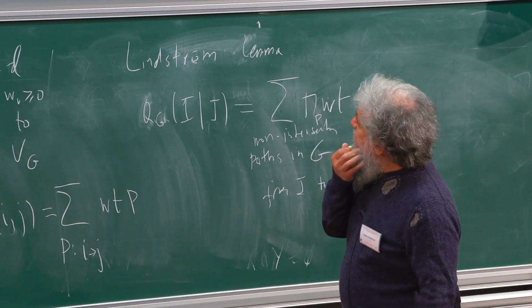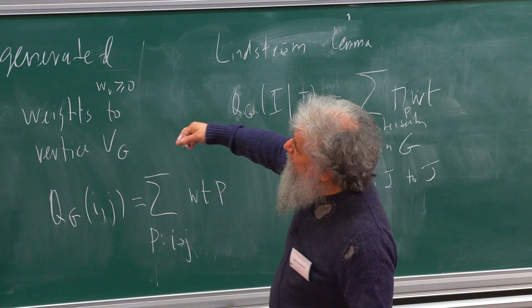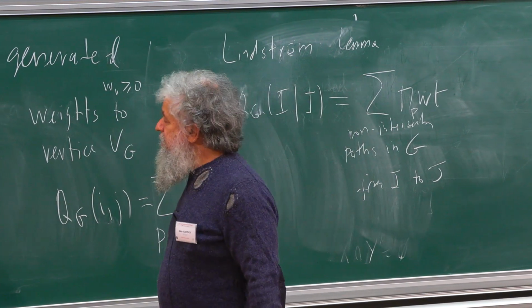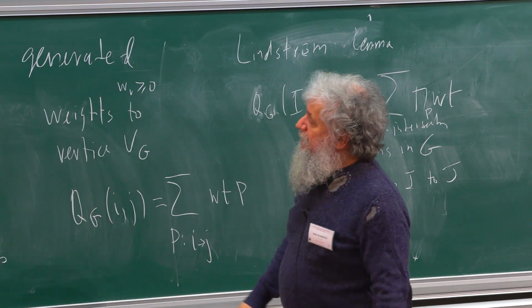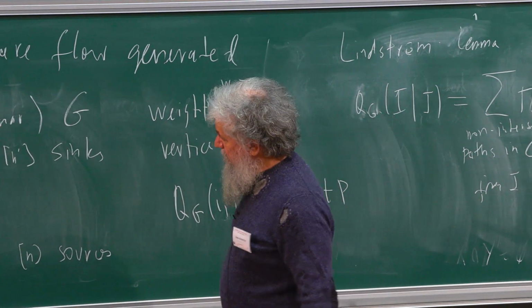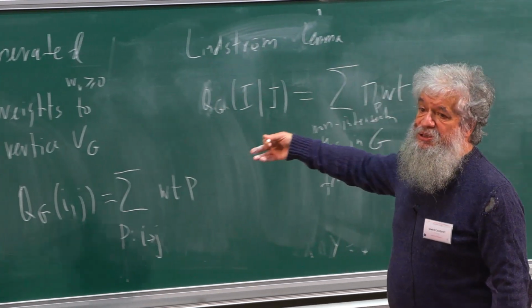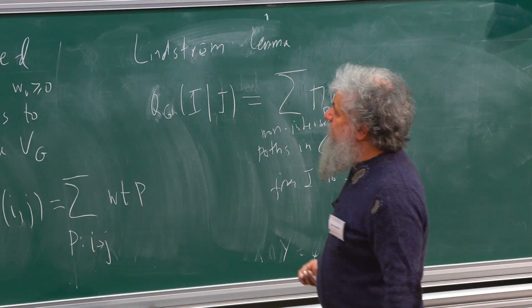And there is this reverse theorem due to Brenti, which says that vice versa, for any totally non-negative matrix you can find a planar graph and weights such that this matrix is realized through flow generation.